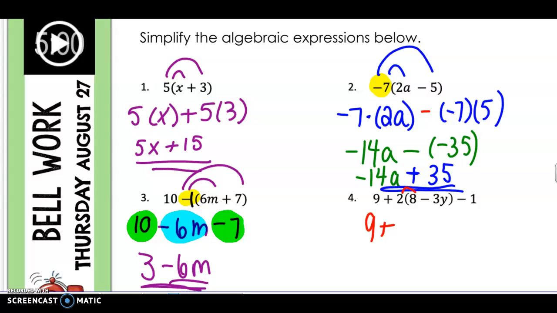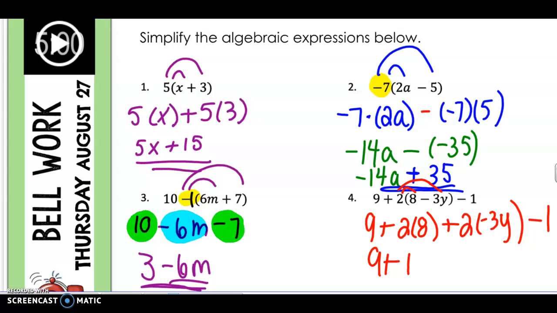So we're going to do plus 2 times 8, plus, now we need to distribute again, 2 times negative 3y, minus 1. We just bring down that negative 1. You do not multiply this negative 1 by 2 because the negative 1 is not inside the parentheses. You only distribute inside the parentheses. All right, so then we have 9 plus 2 times 8 is 16 plus 2 times negative 3y, that's negative 6y minus 1.